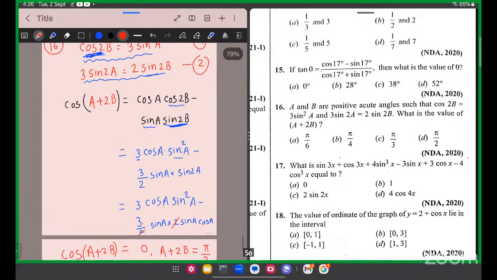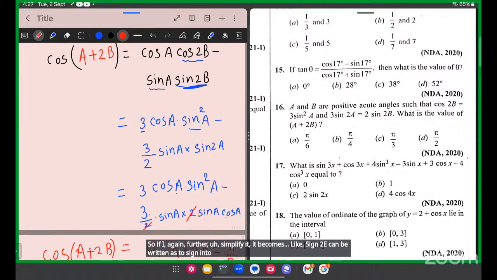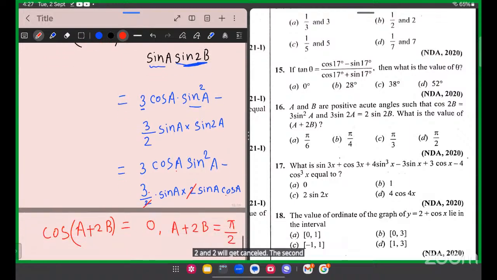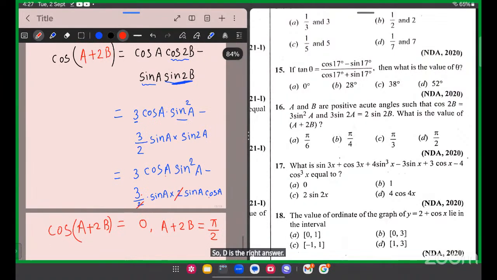If I further simplify it, sin 2A can be written as 2 sin A into cos A. 2 and 2 will get cancelled. The second term becomes 3 sin square A into cos A. Both the terms are same, but in between we have minus sign, so it becomes 0. So at what angle does cos become 0? Pi by 2. So the answer is going to be pi by 2. Very easy. So D is the right answer. Understood?